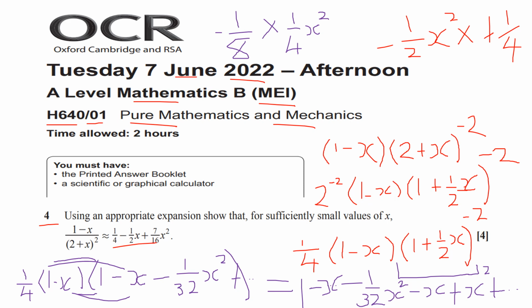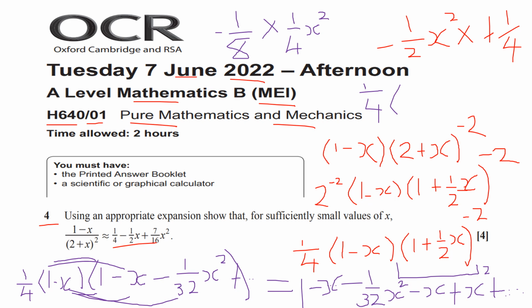Have I made a mistake, guys? I'm just double checking. 1 minus x minus 1 over 32 x squared minus x plus x squared. That term we don't need because it becomes a cubic term, and that is no longer relevant because the expansion goes to x squared. So plus dot dot dot. Now I'm going to have a quarter lot of all this. So collect like terms.